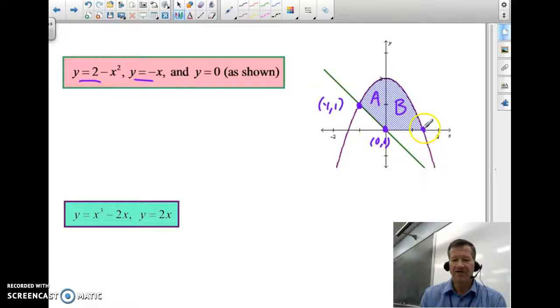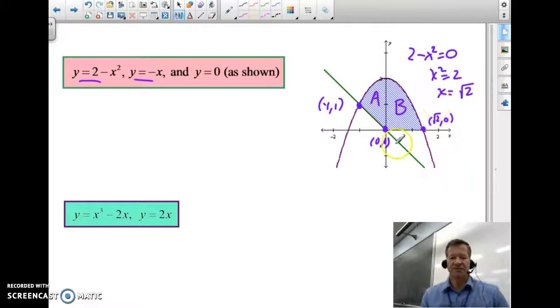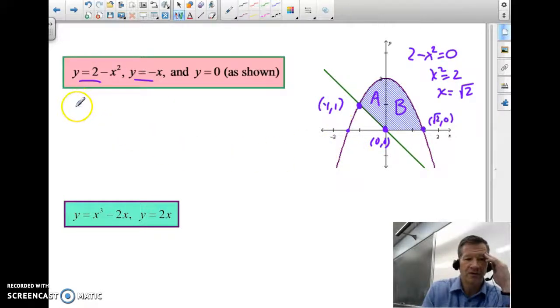And then these two graphs right here cross on the x-axis, but where? Where would 2 minus x squared cross the axis? Well, that would be at radical 2, okay? Because where does 2 minus x squared equal 0? Well, when x squared equals 2, which would be plus or minus square root of 2, this is obviously to the right of the axis, so that's radical 2. Negative radical 2 would be where it's crossing over here. So here we go. So region A plus region B will give us the entire area.